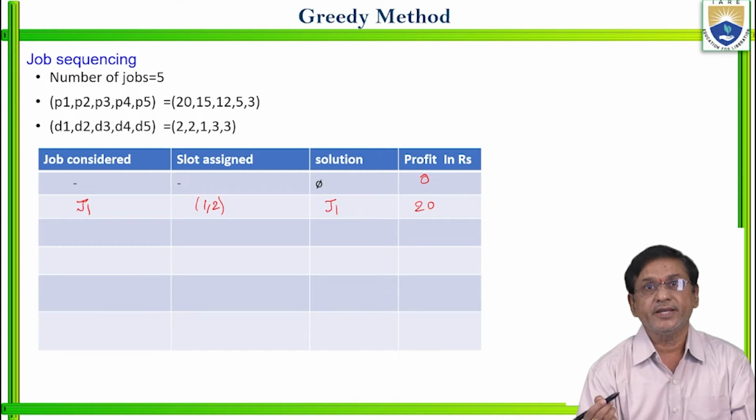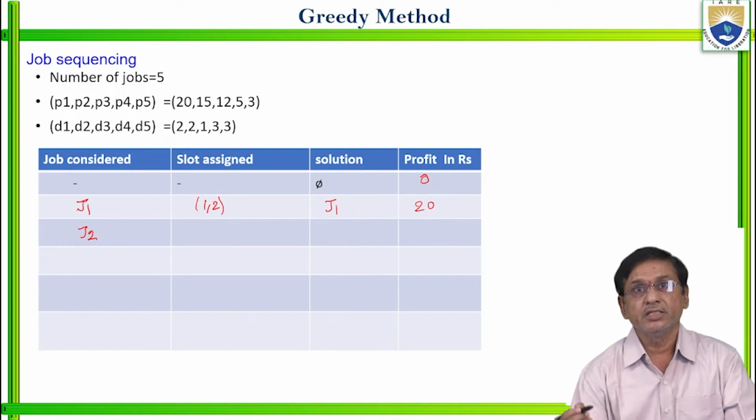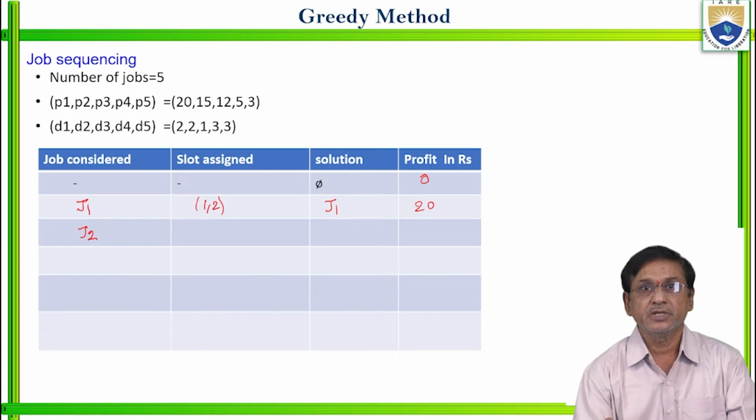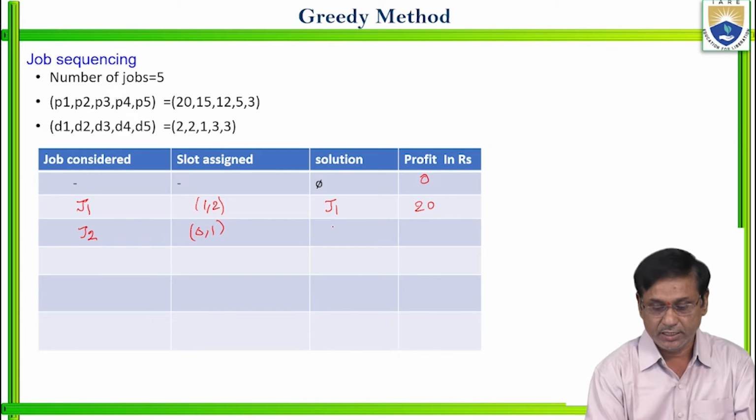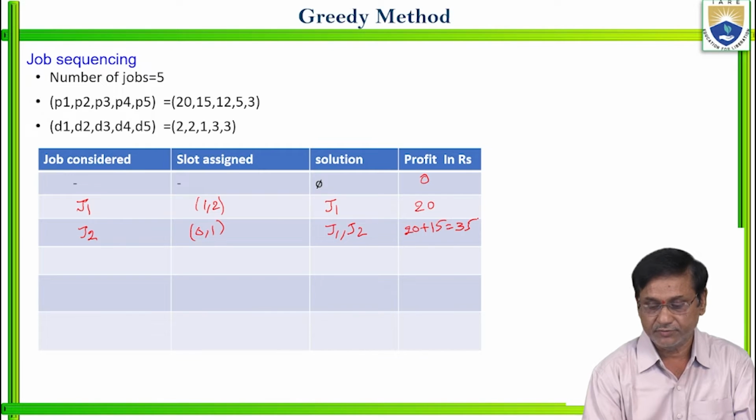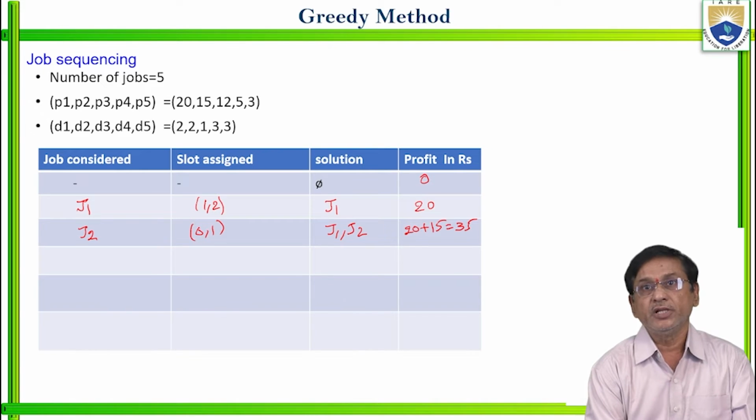Second job is having the next highest profit, that is 15. Now, the job considered is J2 and the slot assigned. This can also wait for 2 hours, but the first slot is free now, so we can assign the first slot 0 to 1. And the solution is J1, J2 and the profit is 20 plus 15, that is equal to 35. Then coming to the next, only one slot is available, that is 2 to 3.